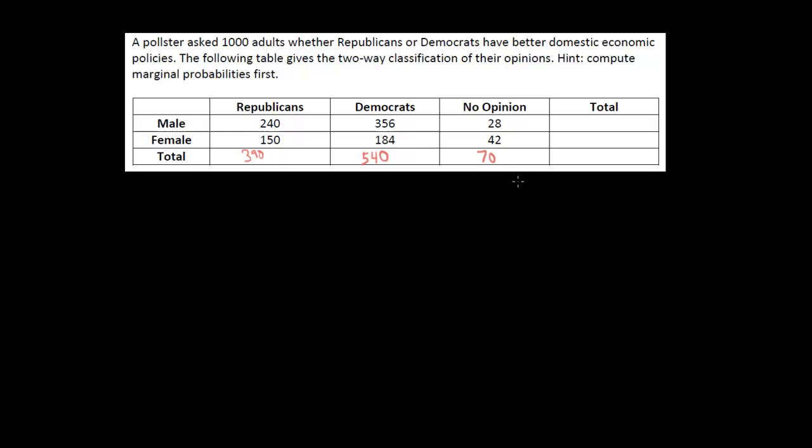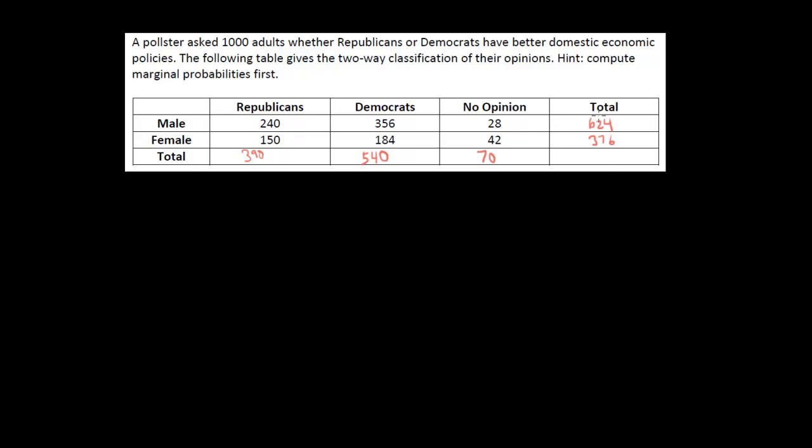Now, let's total up the rows. So, how many males are there? There's 240 in that first column. Then there's 356 in the second column. Then there's 28 in the third column. Looks like 624 in all. And then you have how many females are there? There's 150 plus 184 plus 42. There's 376 in total.